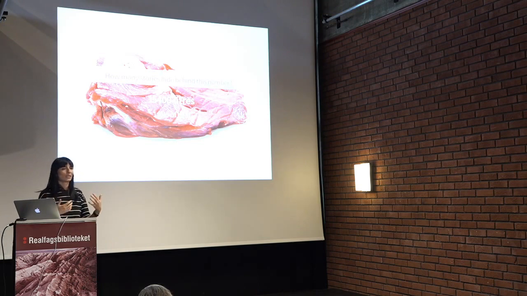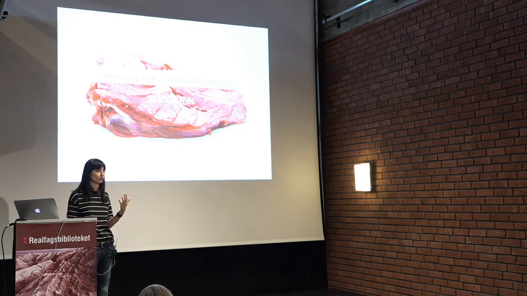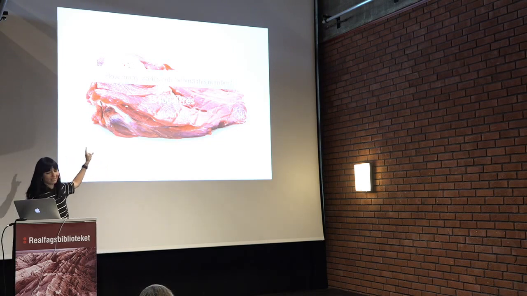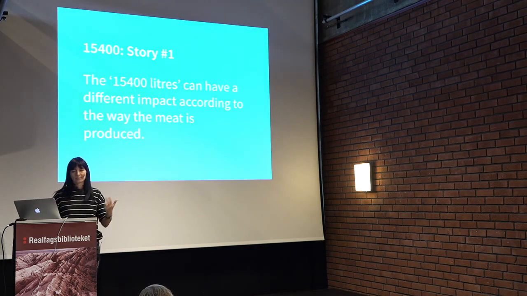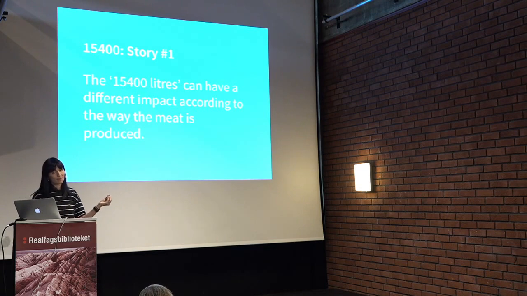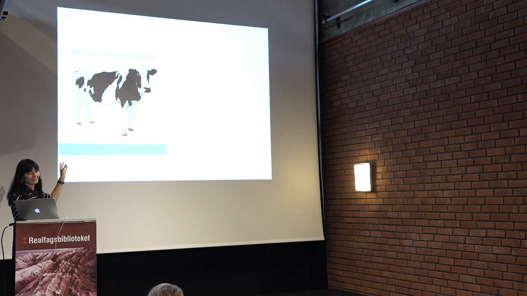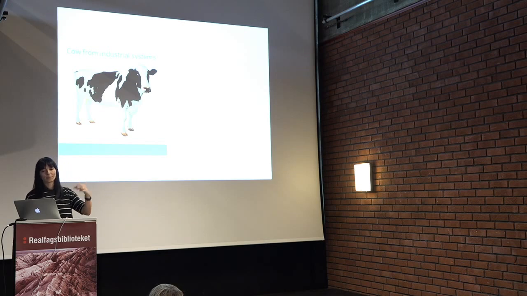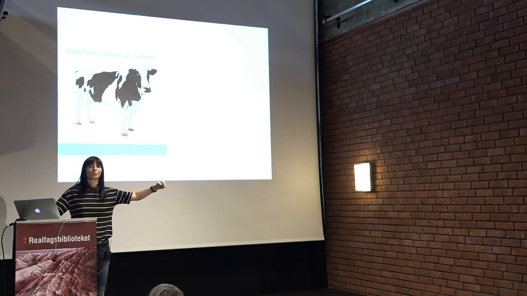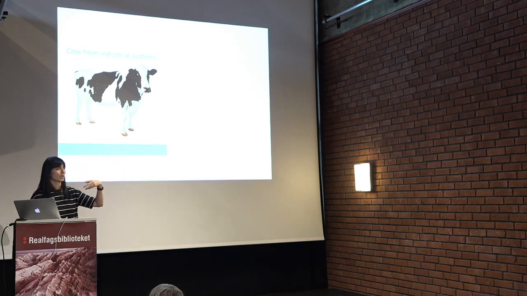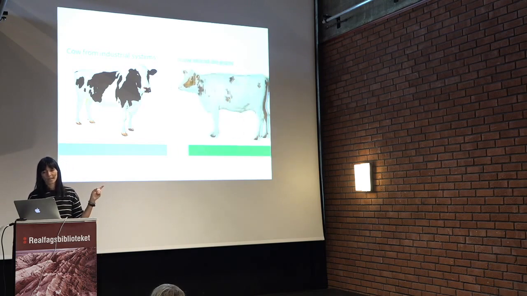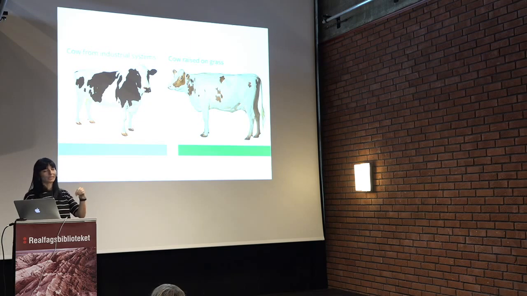For example, when you tell people it takes 15,400 liters of water to produce 1 kilo of beef, how many stories do hide behind this number? Story number 1, the 15,400 liters can have a different impact according to the way the meat is produced. So, if the cow is raised in an industrial system, the cow eats grains, and the grains have been maybe produced with irrigation that used very precious water pumped from groundwater reservoirs that require hundreds of years to be refilled. If the cow is raised on grass, it eats grass, namely water that is already in the soil. So meat raised on grass is more water sustainable than meat produced in industrial systems.